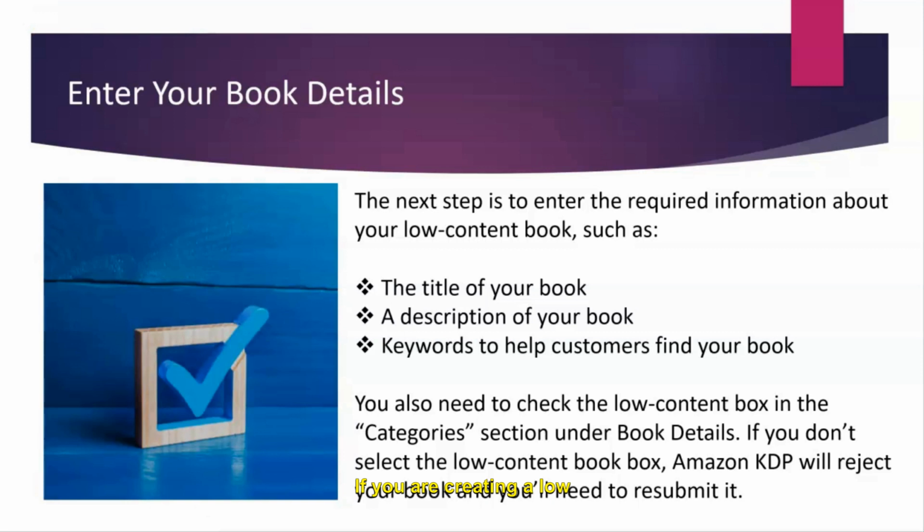Amazon will ask you to enter your book details, so they're going to want to know things like the title of your book, a description of what your book is about, and any keywords that customers might use to find your book. Keywords are very important, so use all the keywords that you are allowed to use and try to be as specific as possible. If you are creating a low content book, you're going to need to check the low content box in the categories section under your book's details. If you forget to click that little box, Amazon is going to reject the book and you'll have to resubmit it. So that's super important.